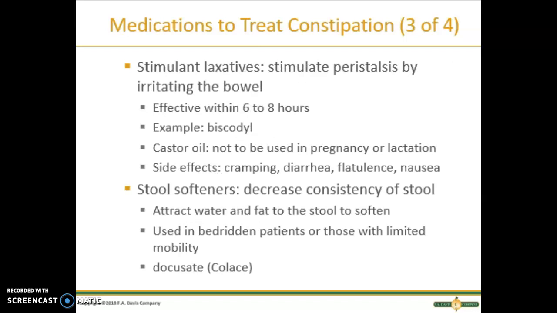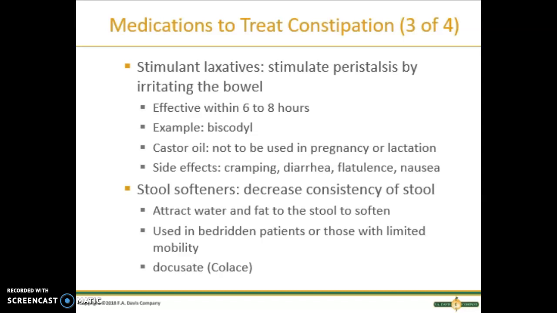Stimulant laxatives stimulate the peristalsis by irritating the bowel. They're effective within 6 to 8 hours. An example would be bisacodyl and castor oil. And this is not to be used in pregnant or lactating women, although you hear that all the time.